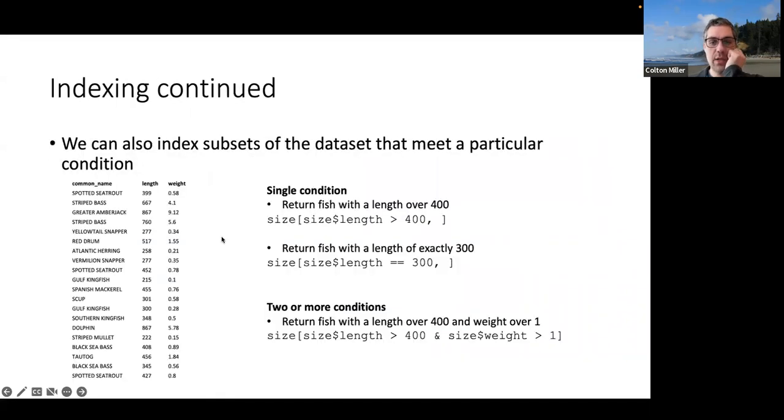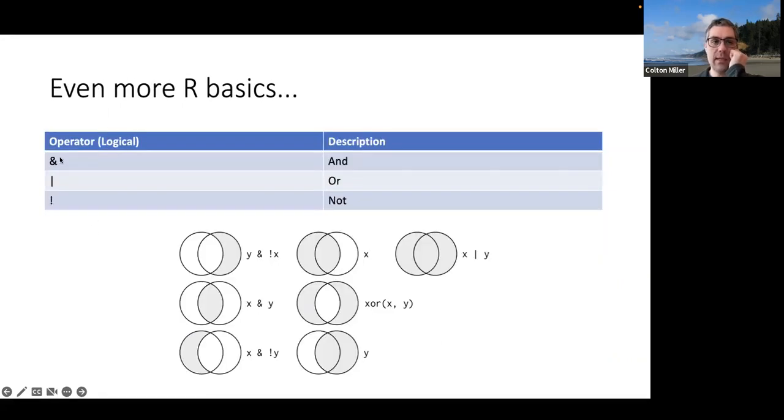And then I just want to jump back here for a second. You'll see that I've combined these two expressions with this and symbol. That one's new. That's this logical operator where we're looking at this kind of Venn diagram approach where we had, say, fish over 400 units in length in one circle, and fish over one unit in weight in another circle. And we wanted the intersection of those two expressions. We wanted the fish that were both over 400 length and over one in weight. And so that's where that and symbol provided the way to combine those two individual expressions together.